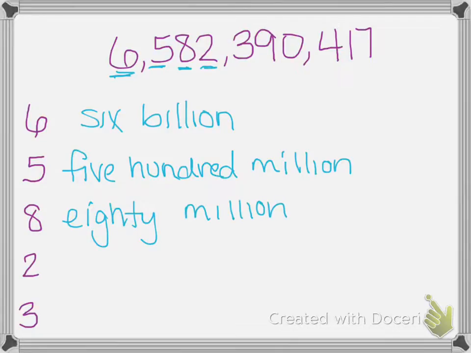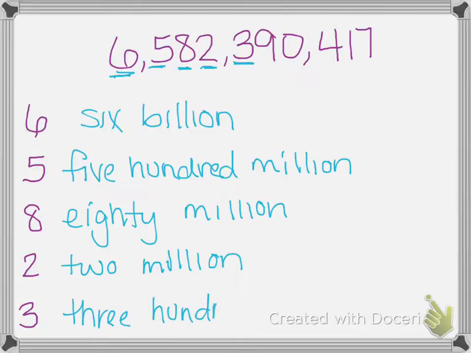The 2 is in the millions. So 2 million. And the 3 is in the 100,000s. So 300,000.